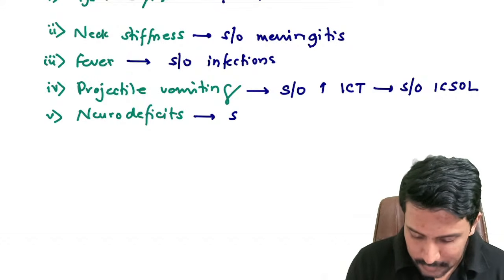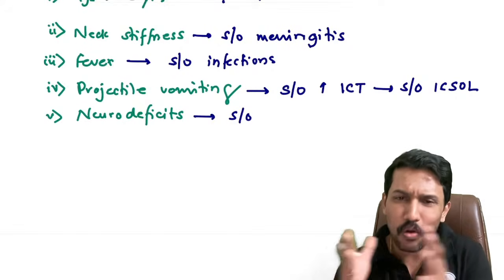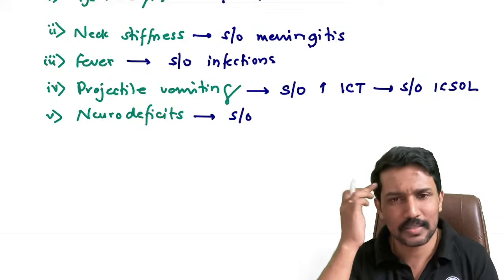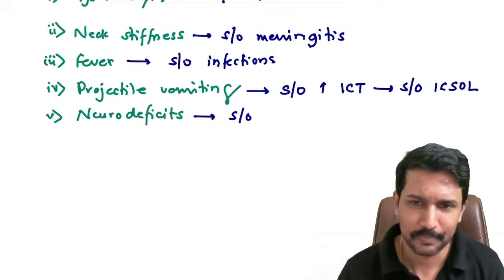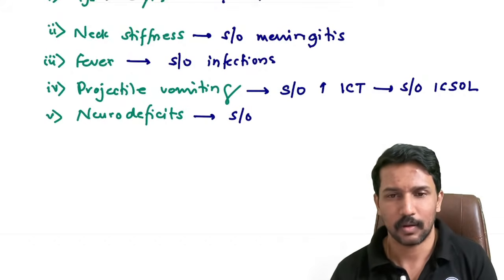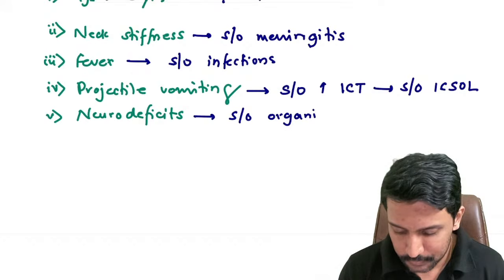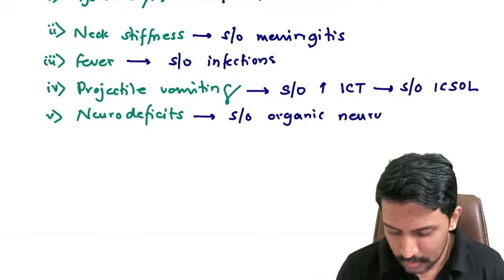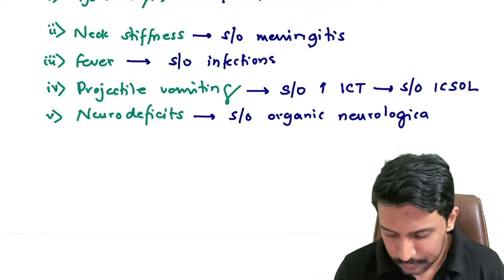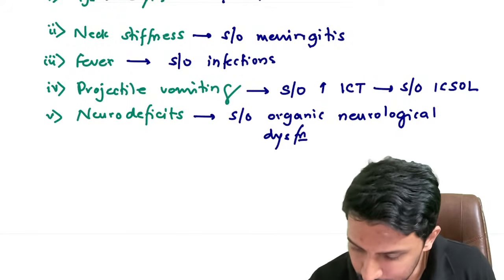Neuro deficits: if some part of the body, either motor system or sensory system, is not working, it means there is something seriously wrong in the brain. There may be a bleed, there may be a tumor, or there may be an infarction, right? There may be an abscess, right? It is always suggestive of an organic neurological dysfunction. So it can't be a case of migraine or tension type headache.